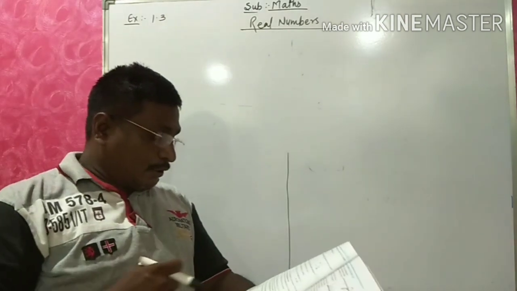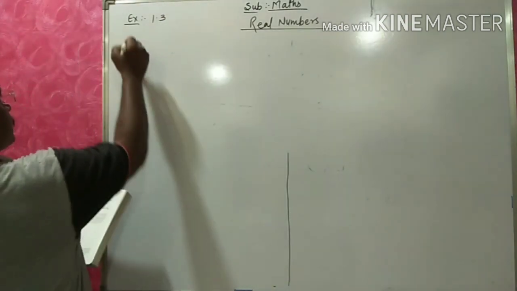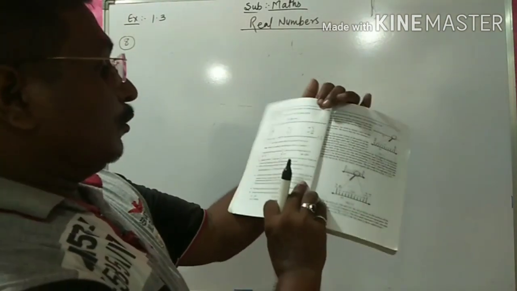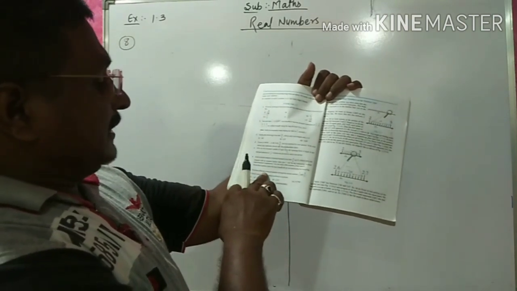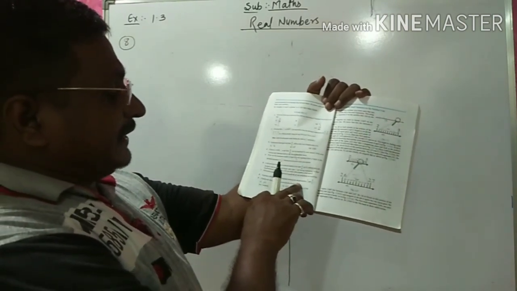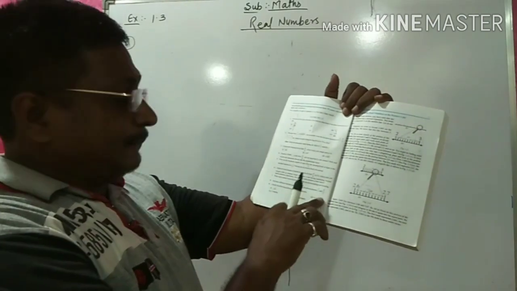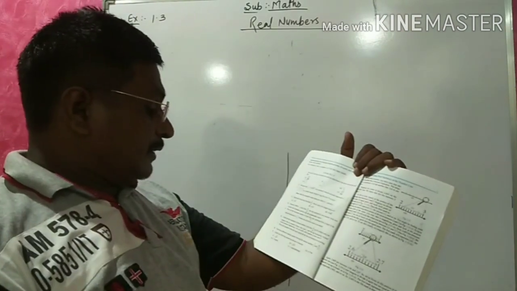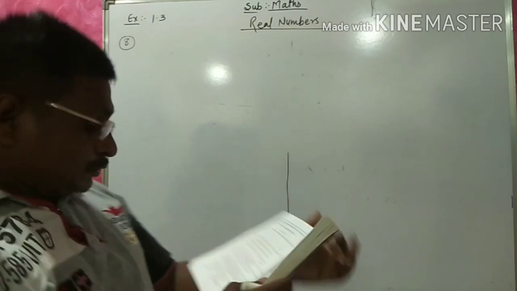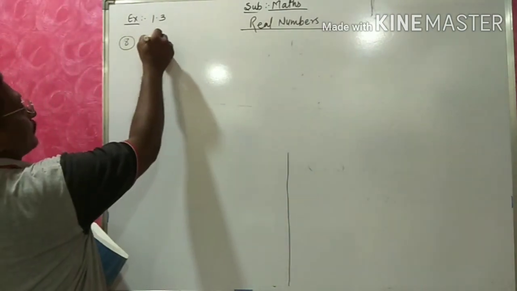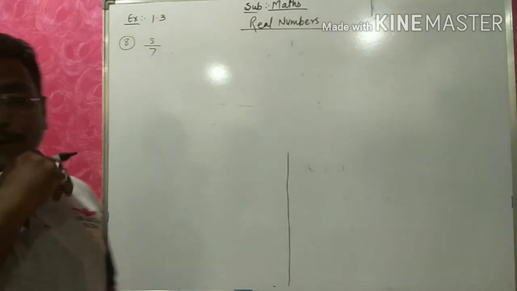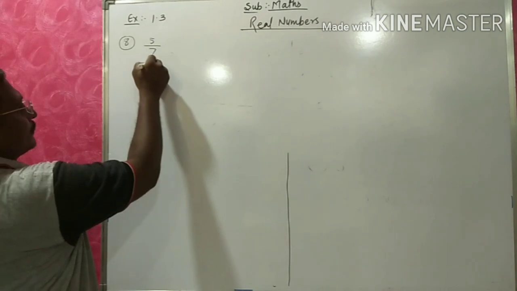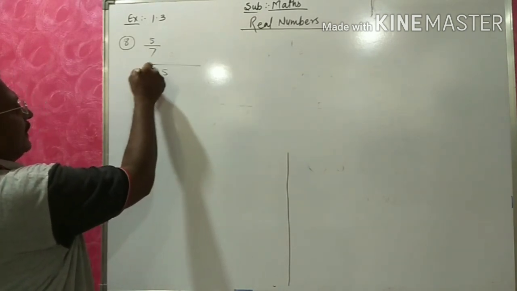Now we will go on to the 8th question. See, students, the 8th question. What is given in the 8th question? Find 3 different irrational numbers between the rational numbers 5/7 and 9/11. In between these 2 rational numbers, we have to write 3 irrational numbers. So first 5/7. Convert this 5/7 into decimal expansion.